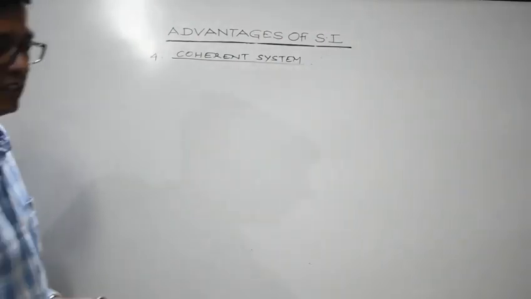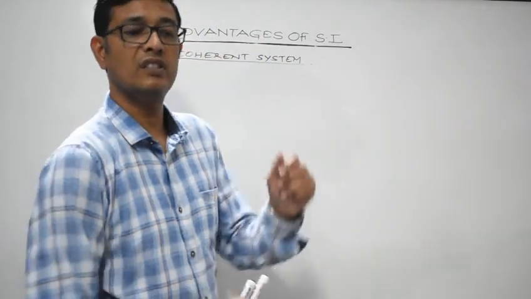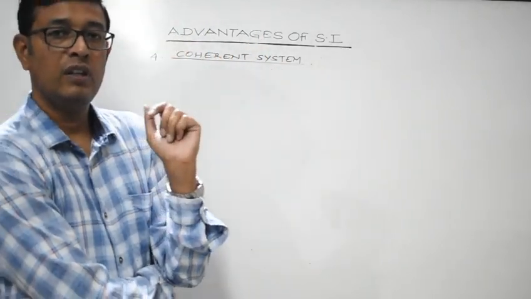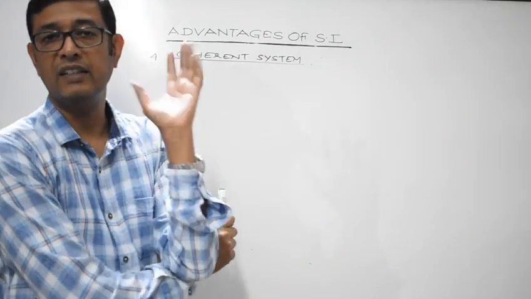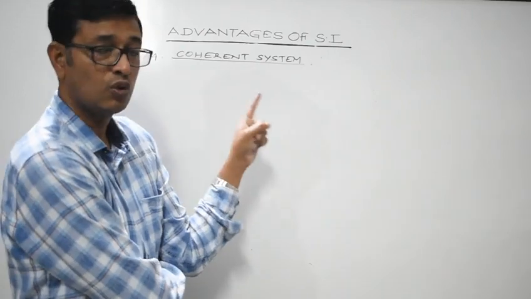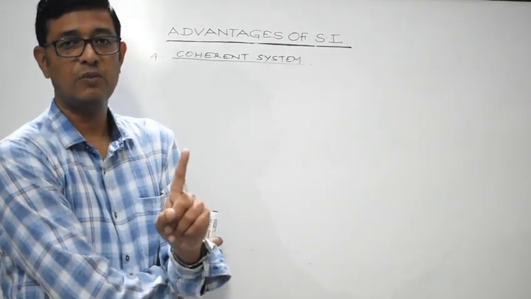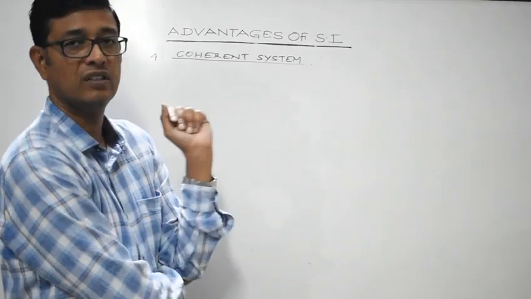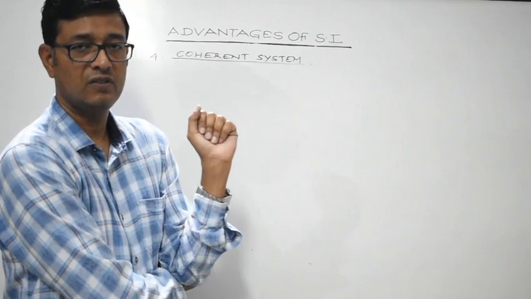In the previous lecture also, I've stated the definition of coherent system. And I've told you, MKS is also a coherent system, but in mechanics. MKS system is also a coherent system in mechanics only. Only in that particular branch of physics, MKS is a coherent system. But SI is a coherent system in any branch of physics, right?